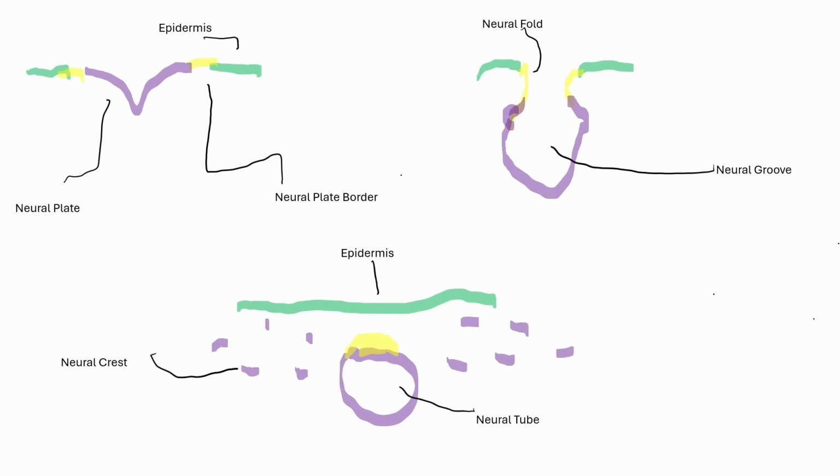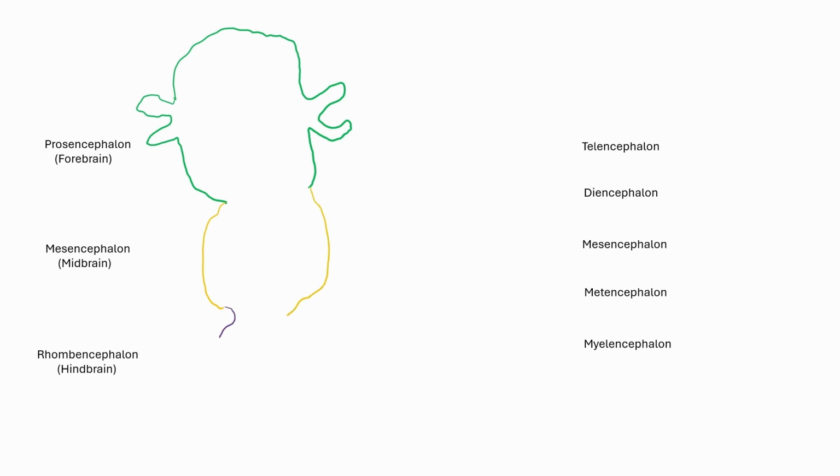The second part that we will be looking at is differentiation and brain vesicles. The neural tube differentiates into three primary vesicles: the prosencephalon, the mesencephalon, and the rhombencephalon. These three vesicles are also known as the forebrain, the midbrain, and the hindbrain. These primary vesicles continue to develop into five secondary vesicles.